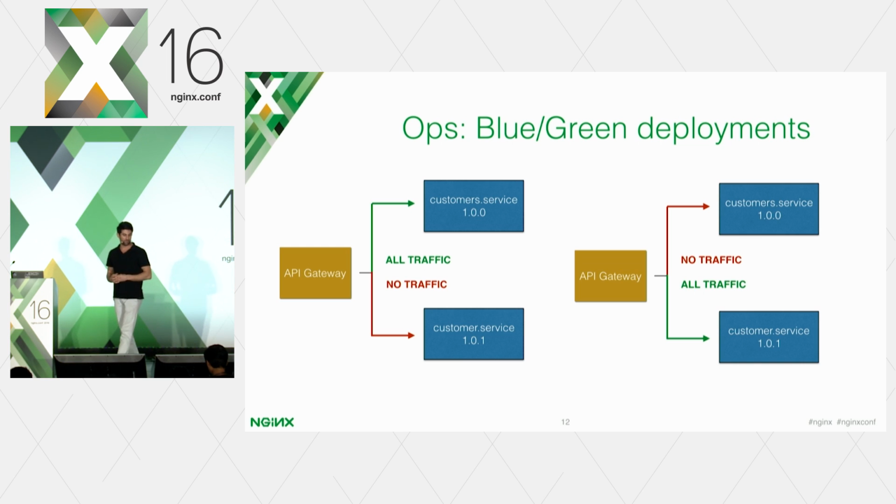And so, if you need, for example, to implement blue-green deployments, an API gateway can certainly help in making this possible in an easy way. So, for example, if you have customers version 1 and customers version 1.0.1, an API gateway can know the location of both of these components, and then the API gateway can provide an interface for you to switch traffic from the old version to the new version.